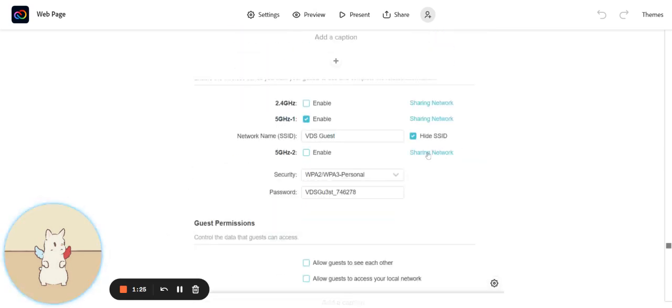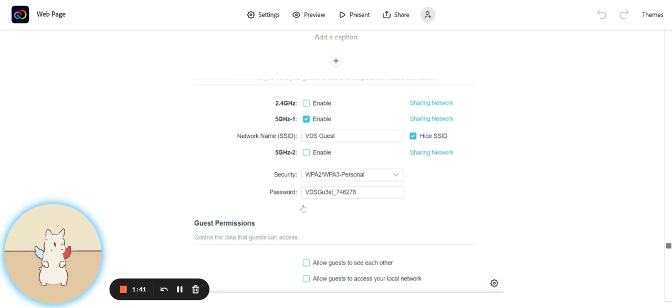I then set up the guest network, which I selected as 5G. It does not have access to any of the internal servers and data, but will allow the guest to connect to the internet and use other websites.